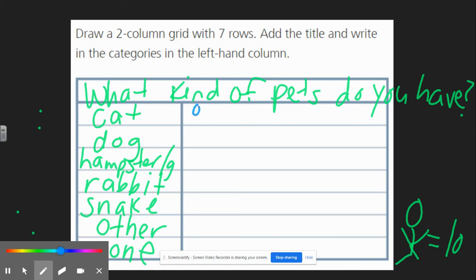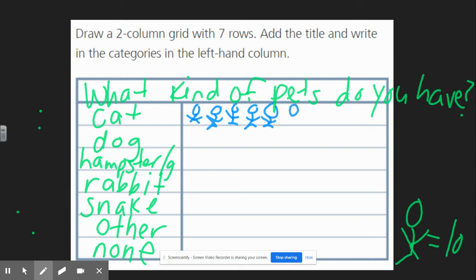So here we go. 10, 20, 30, 40, 50, 60, 70, 80, 90, 100, 110, 120. There's my first category.